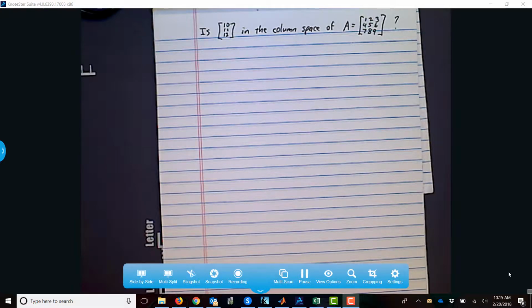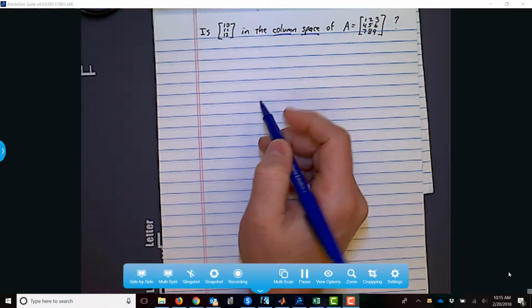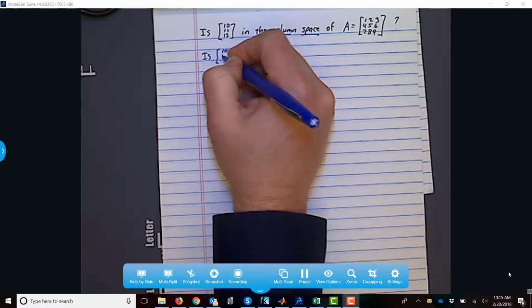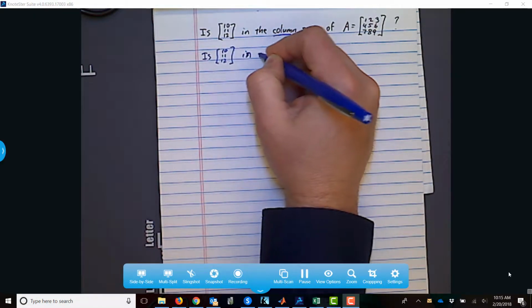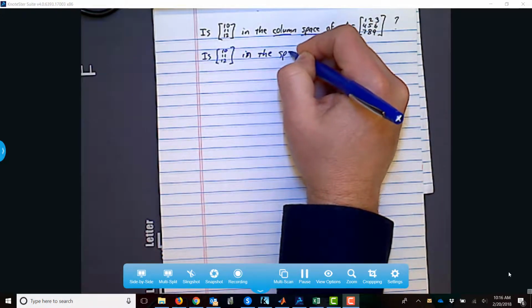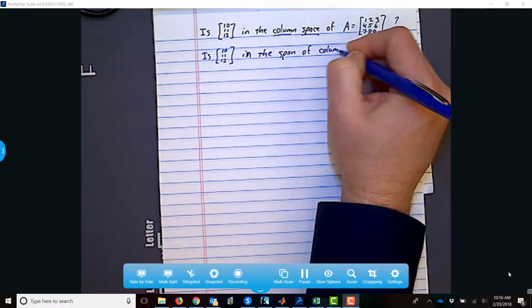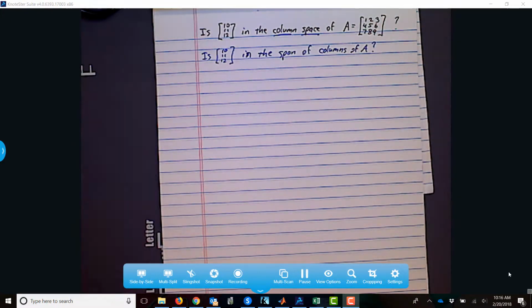This was our WITWAQ today, right? They said, is 10, 11, 12 in the column space? So is 10, 11, 12 in the span of the columns? That's an equivalent question of A, because that's what it means to be column space.